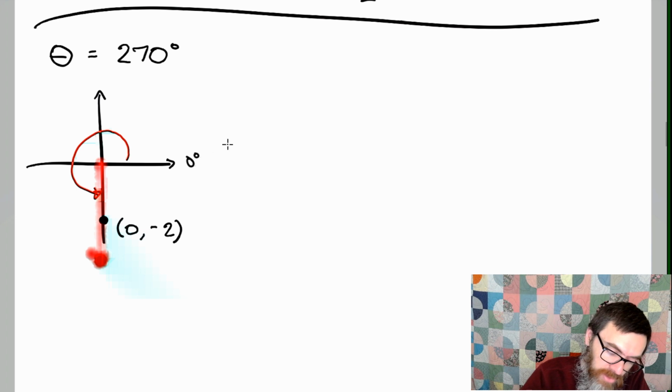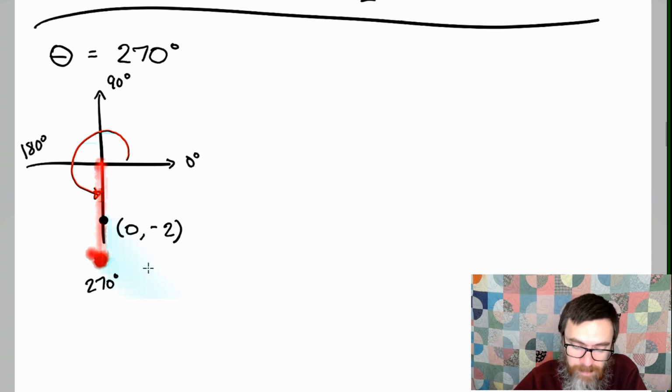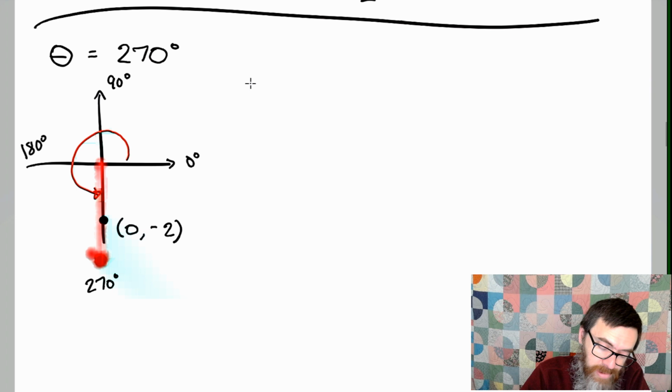So remember, you've got 0, 90, 180, and then 270 degrees is going to be facing south. All right. This might be kind of tough because we don't actually have a triangle, right?